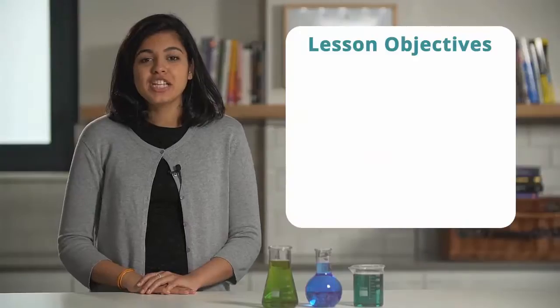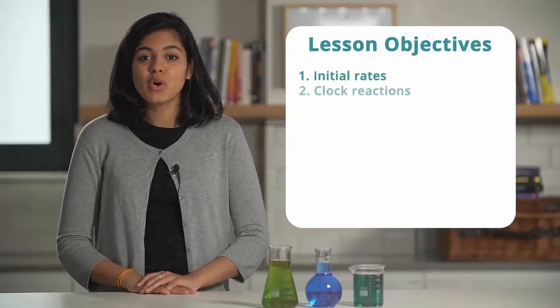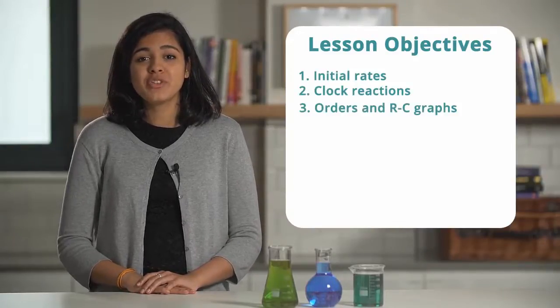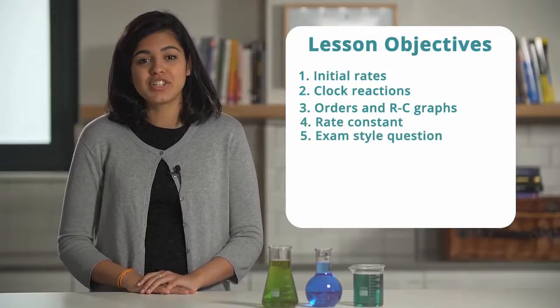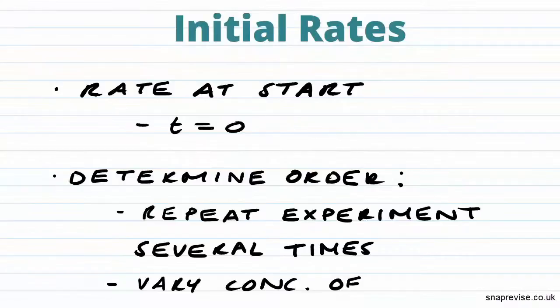Hi guys, in today's video we're going to look at initial rate, clock reactions, orders and rate concentration graphs, the rate constant, and finally an exam style question. Well, the initial rate is the rate at the start of the reaction when t is equal to 0. And we can actually vary the concentration of our reactant, recording the initial rate of reaction, and produce a rate concentration graph. These graphs have unique shapes, allowing us to determine the order of the reactant which we had changed.